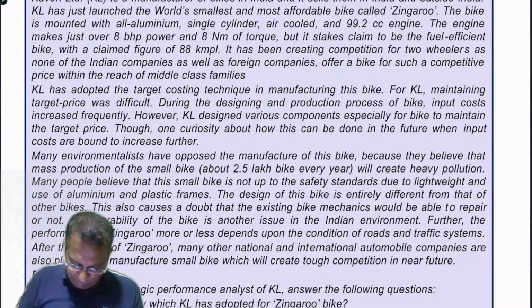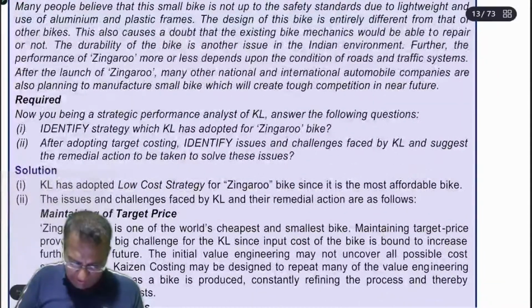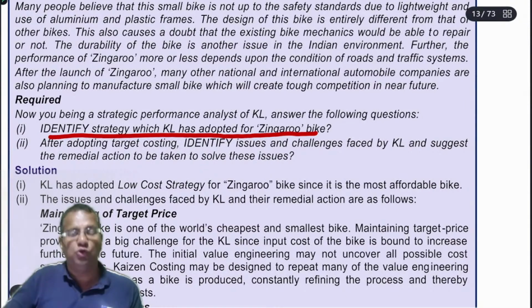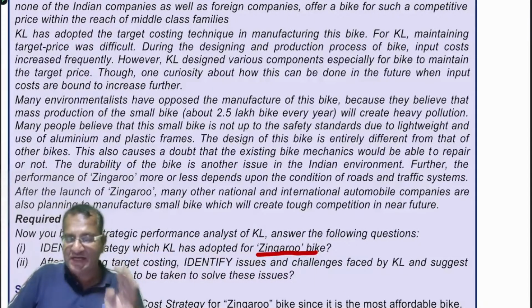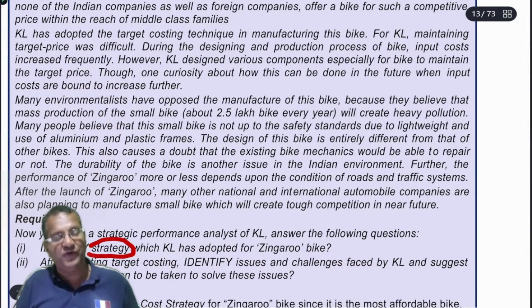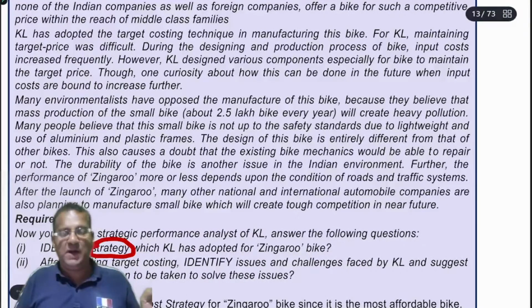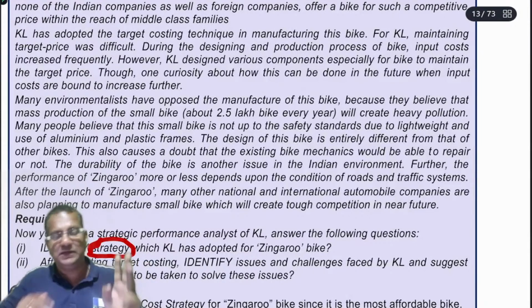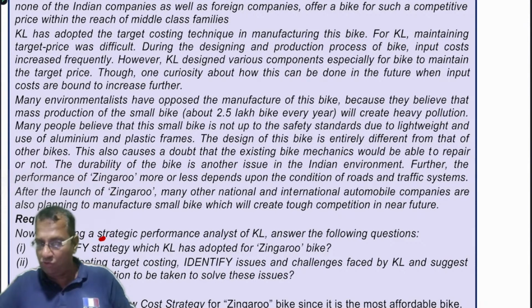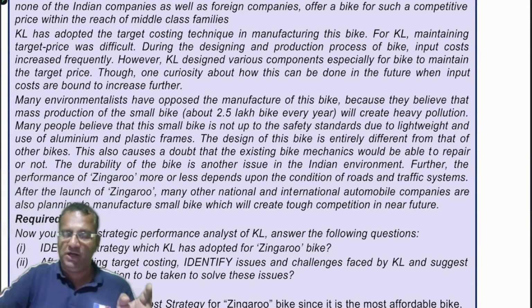Okay, so the first requirement part is: identify the strategy which the company has adopted for the Jingaro bike. So there are 3 generic strategies. This word was very, very important. You have to identify the strategy. You have to take your mind back to chapter number 1, that there are 3 generic strategies. The first is low cost advantage, low cost strategy. The second one is differential advantage and the third one is focus strategy. Okay, so we have 3 generic strategies here.